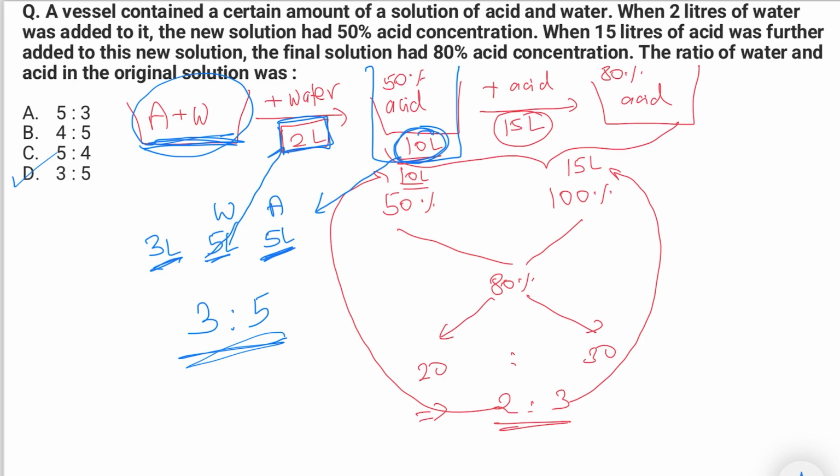Okay, very simple question. We just have to move backwards. We have to use the rule of alligation first, and we get the content 10 liters of this solution, and that 10 liters has 50% acid. So 5 liters acid and 5 liters water. This 5 liters of water is obtained by adding 2 liters of pure water. So initially the water content was 3. The ratio of water to acid initially is 3:5. Your option D.